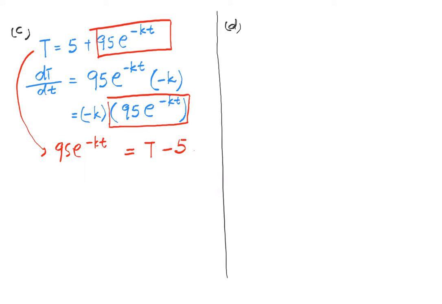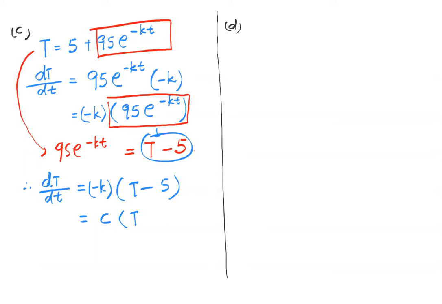So therefore, my dT over dt is equal to, I replace this with this. So I say negative K times T minus 5. So negative K is a constant, am I right? So it's the same as a constant times by T minus 5. So shown. That's it. Clear? Okay?